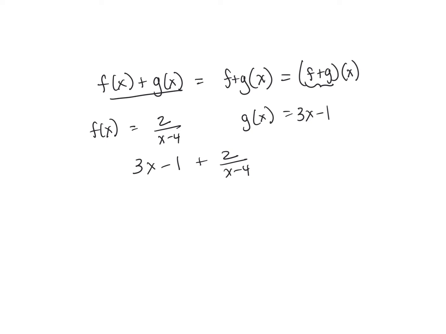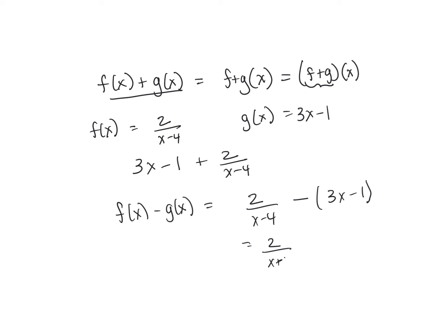Subtracting functions is exactly what you would think it would be too. So if I took f of x minus g of x, all I would do is take the f of x and I would subtract out the g of x. I can distribute that negative sign if I want. But that's it. Just subtract it. Is that your answer? Yeah. I could, if I wanted to, find a common denominator, but I don't need to.